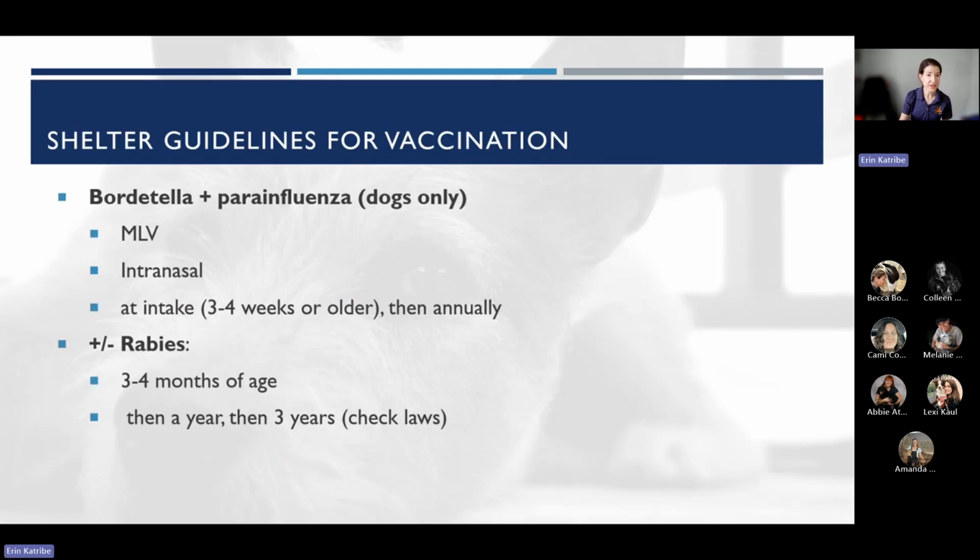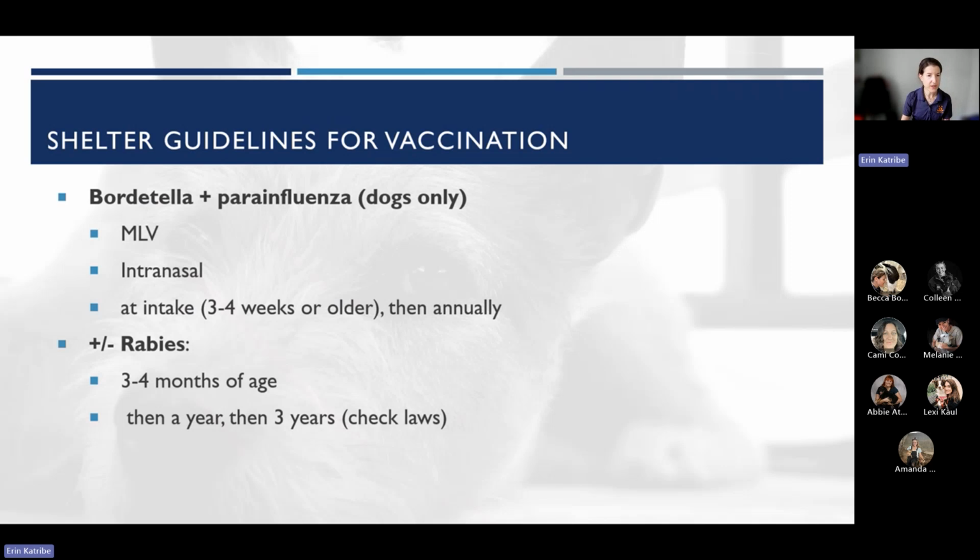Dogs are going to get Bordetella and parainfluenza. Again, choosing a modified live is going to be important here as well. We have better evidence for efficacy for our intranasal versions, and so we're going to choose that intranasal. And that one they get at intake. Some of these vaccines are labeled at 3 weeks of age, so by 3 to 4 weeks of age or older if they come in older, and then they'll get that vaccine annually.